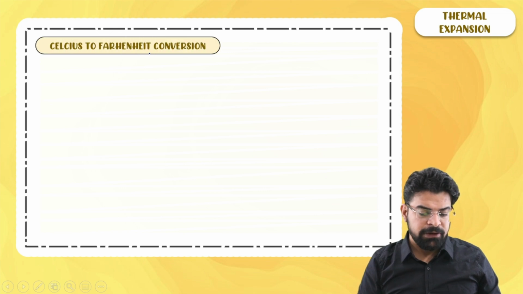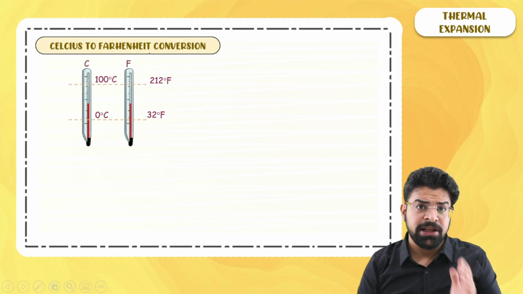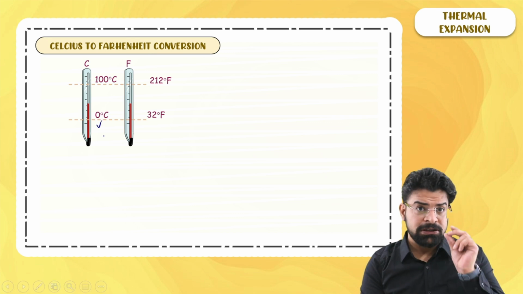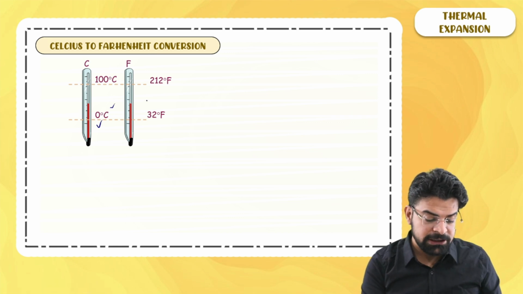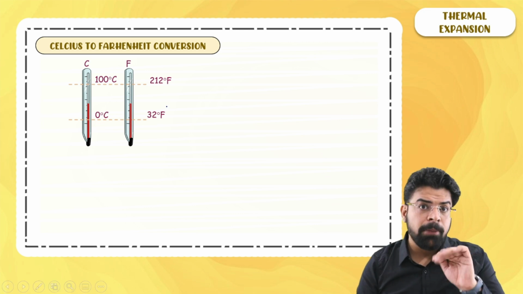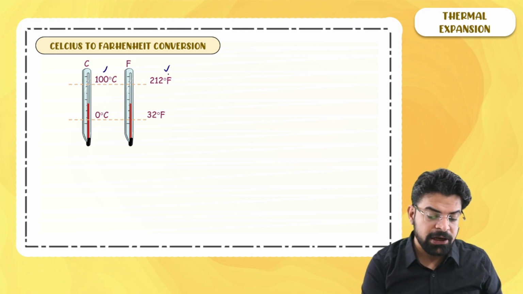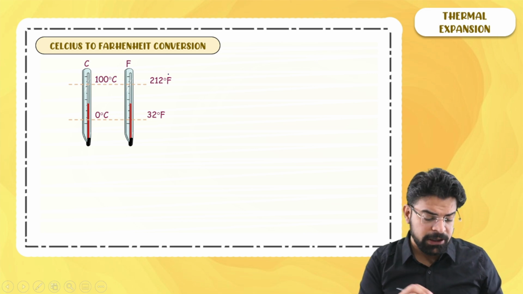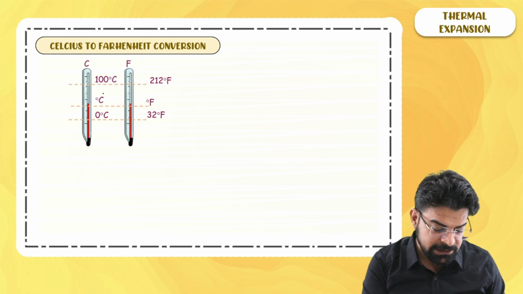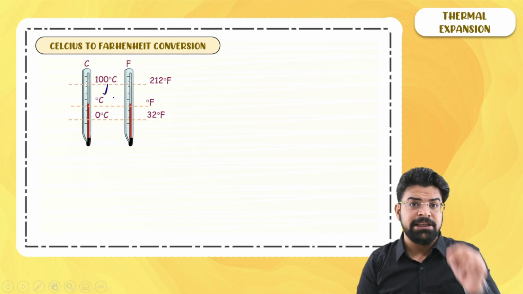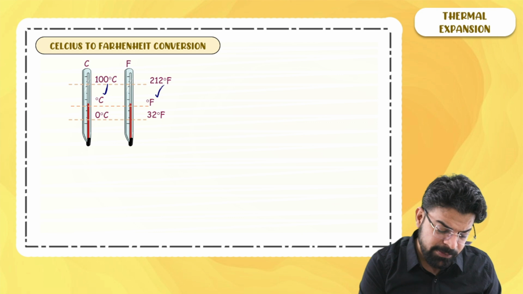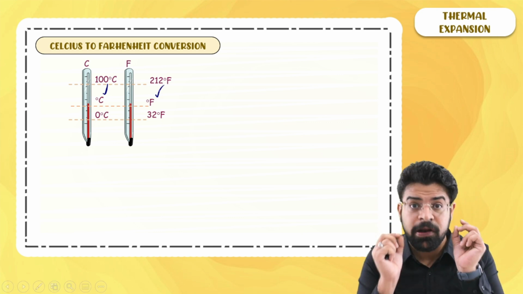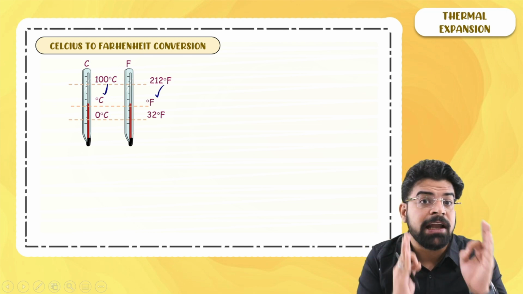So let's say we have got these two scales, the Celsius and the Fahrenheit scale. The lower fixed points for the Celsius and Fahrenheit scales are 0 degree centigrade and 32 degree Fahrenheit. The upper fixed points are 100 degree centigrade and 212 degree Fahrenheit. If we wish to compare a particular temperature on both these scales, let's say on the Celsius scale it reads C and on the Fahrenheit scale the same temperature reads F. The temperature is the same, the readings are different. Why? Because you are using a different type of scale.